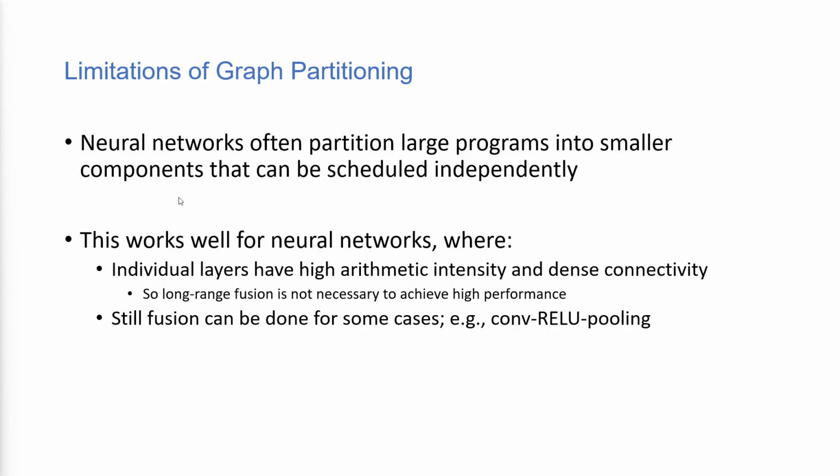The author talks about how neural networks often partition larger programs into smaller components that can be scheduled independently. He mentioned that this works well for individual layers that have high arithmetic intensity and dense connectivity. So for these cases, fusion might not be good, but I understand that it is convenient to somehow fuse layers. For example, if you have three straight layers of convolution, ReLU, and pooling, you can fuse them.